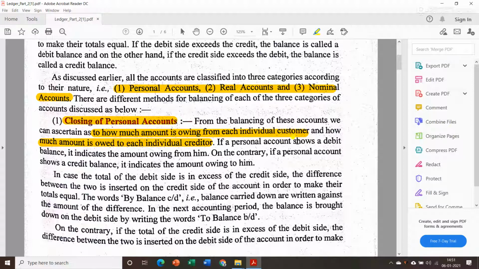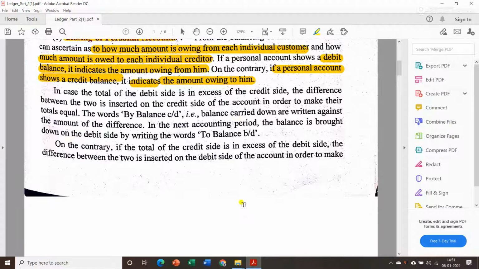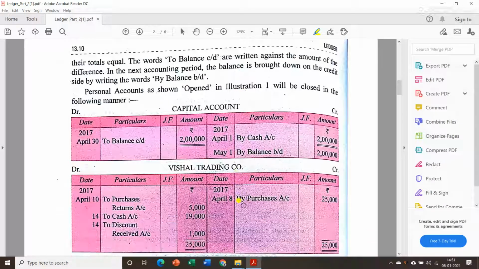Now if a personal account shows a debit balance, and this sentence is very important, it indicates the amount owing from him. But if a personal account shows a credit balance, it indicates the amount owing to him. So this you have to remember. These rules are the same as in the cash book. Now let us see one example.